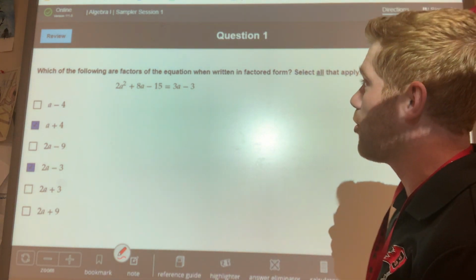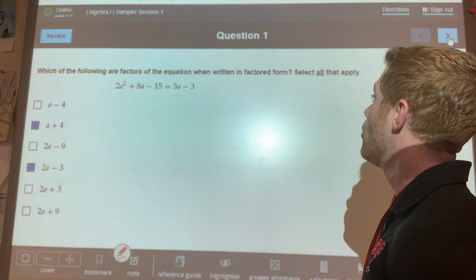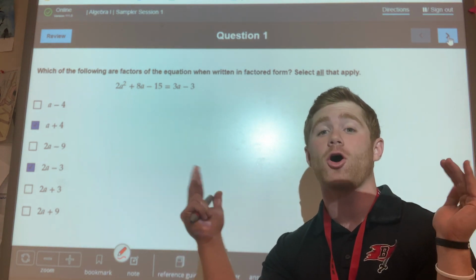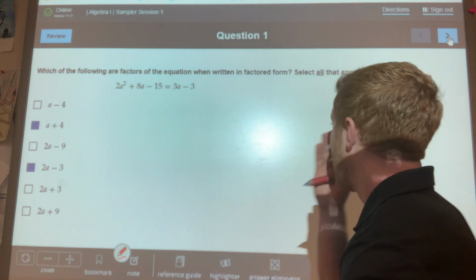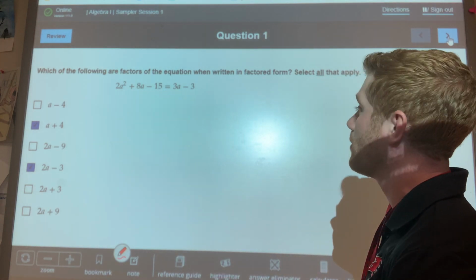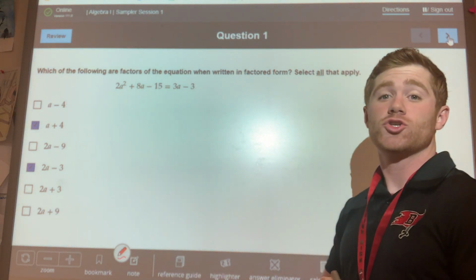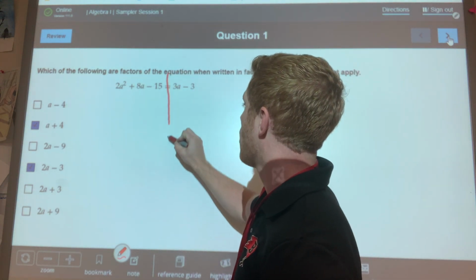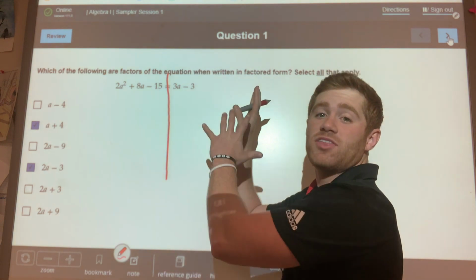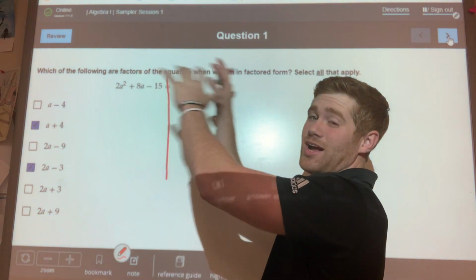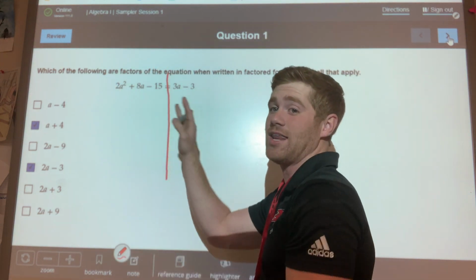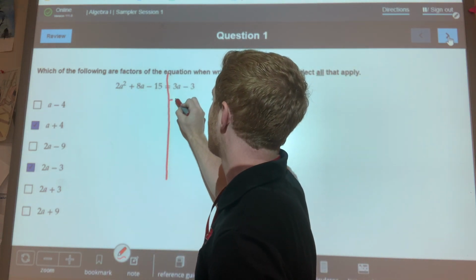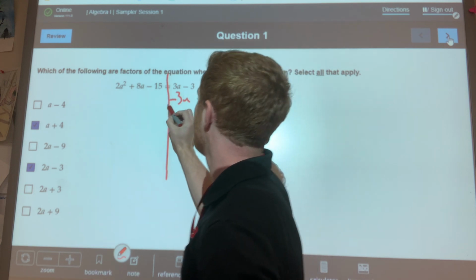It says, which of the following are factors of the equation when written in factored form? So remember, factored form is when we break apart something that's bigger. Okay, so we're breaking it apart into factored form, and it says select all that apply. So the way we do this is we are first going to draw a river. We are going to move everything to the same side. So I can move it to the right side or I can move it to the left side. It makes more sense just to move it all to the left side. So to do that, I have to subtract 3a from both sides.